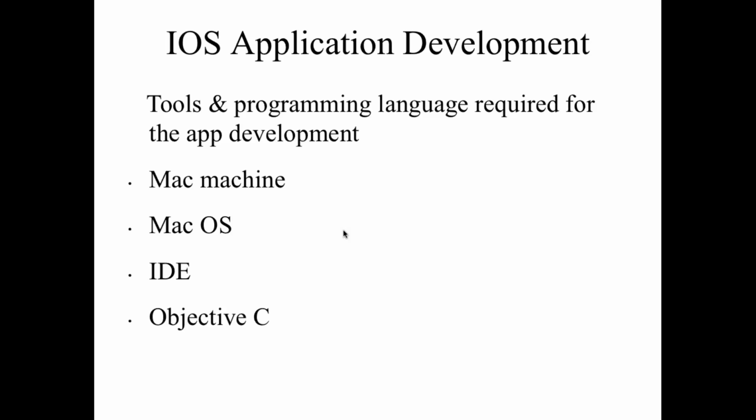Next, we'll see what tools are required and what programming language we need. The tools are a Mac machine, which is hardware, and Mac OS, an operating system. IDE is the integrated development environment, the tool we require for our application development, and Objective-C is the programming language. Objective-C is actually a superset of C plus OOPS concepts. So whoever knows the basics of C and OOPS concepts can learn Objective-C easily. The syntax might be different, but it's not so difficult to understand the language.